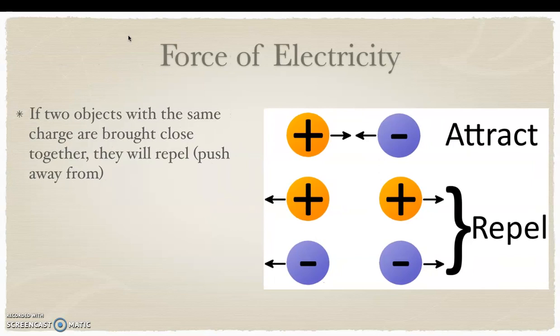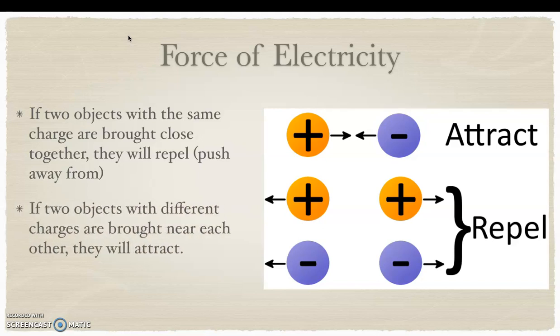If two objects with the same charge are brought close together, they will repel. That means they push away from each other. If you grab a negative and a negative object, they will repel, they will push away. It could be the other way. If you grab a positive and a positive charged object and you try to put them close together, instead of attracting, they will repel.